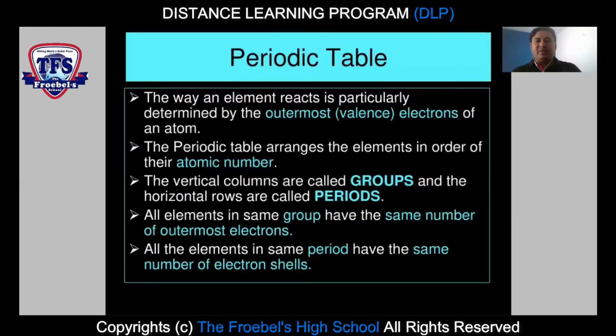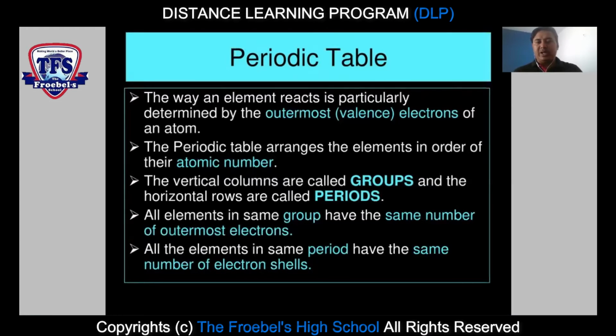Now, the way an element reacts is determined by the outermost valence electrons of an atom. You people know about it. Elements like metals can lose electrons, and elements like non-metals can gain electrons. So the nature of the element is totally dependent upon this criterion.